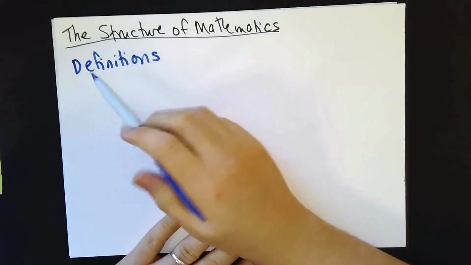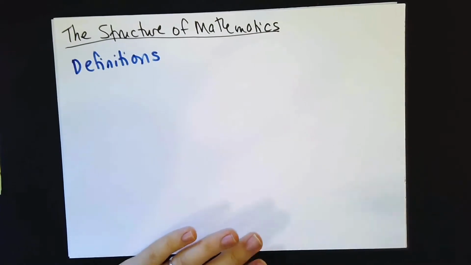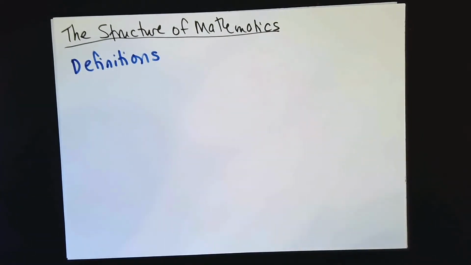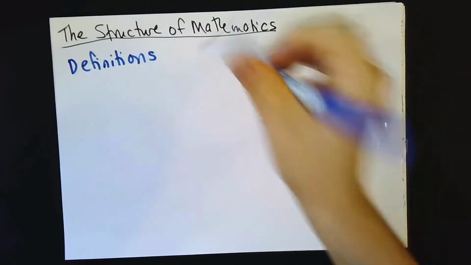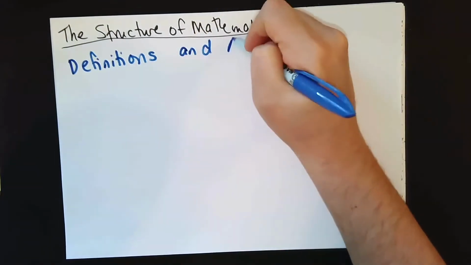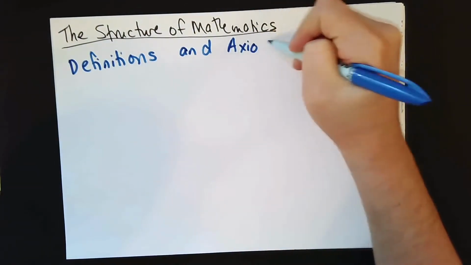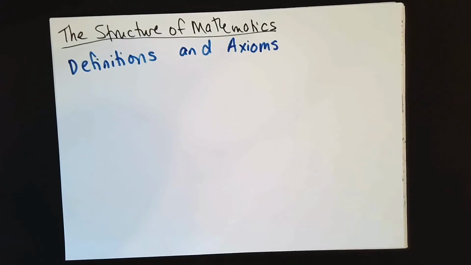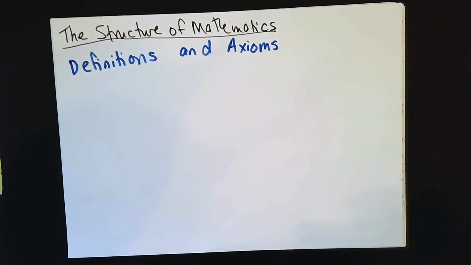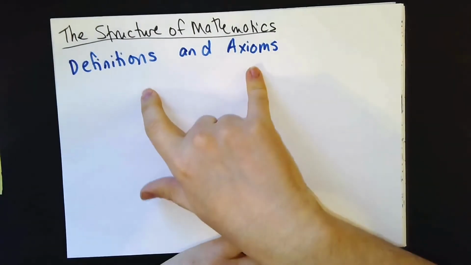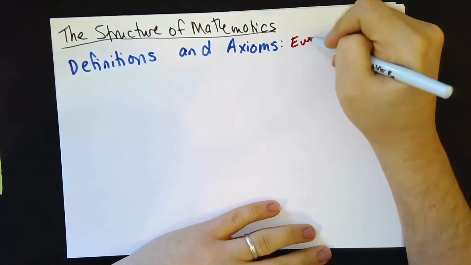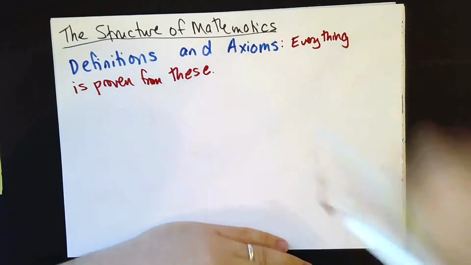So we've talked about definitions before, and definitions are things we choose. If we want to define the word even or odd or whatever, we can just write it down as a definition. The other piece of the foundations here are what we call axioms. And axioms are simple statements that we choose to basically start with as building blocks to prove things. And ultimately in math, everything is proven from definitions and axioms.